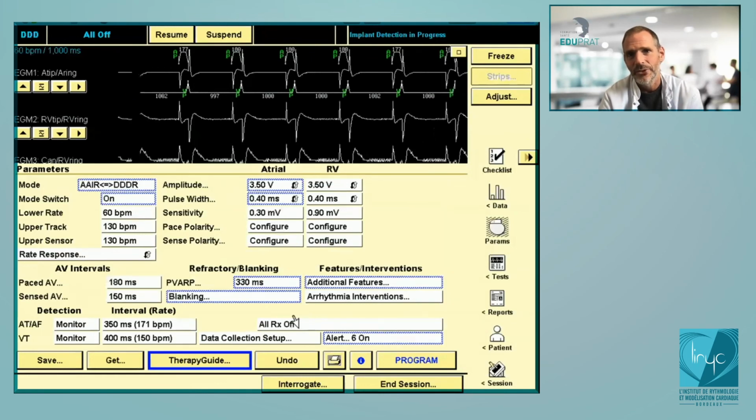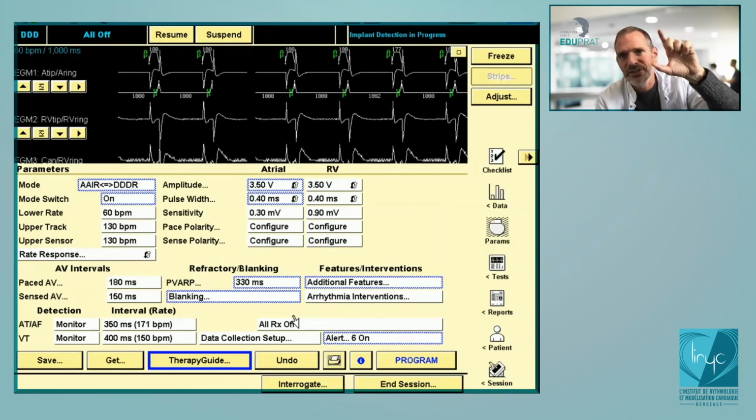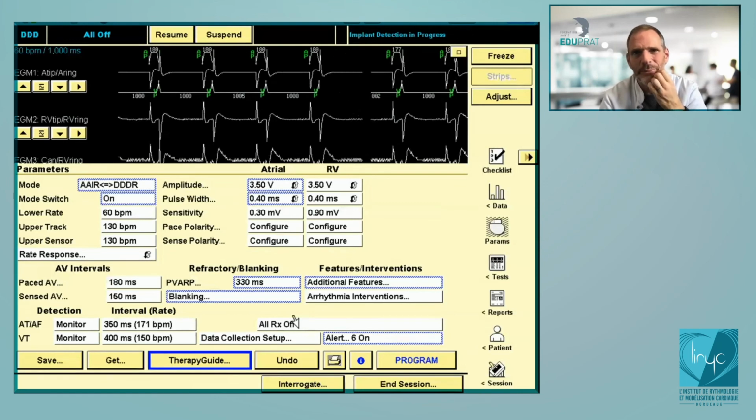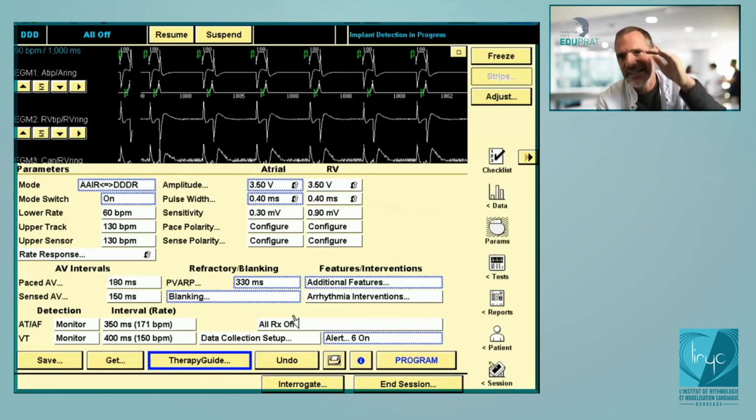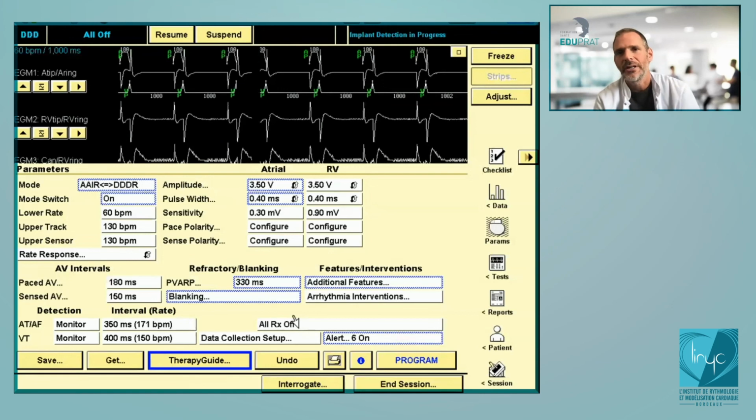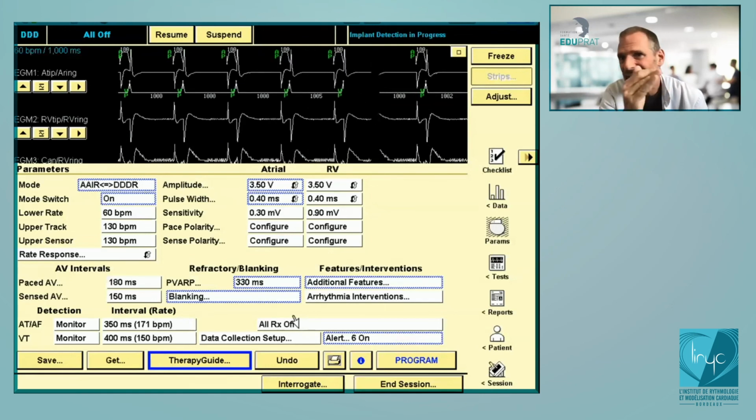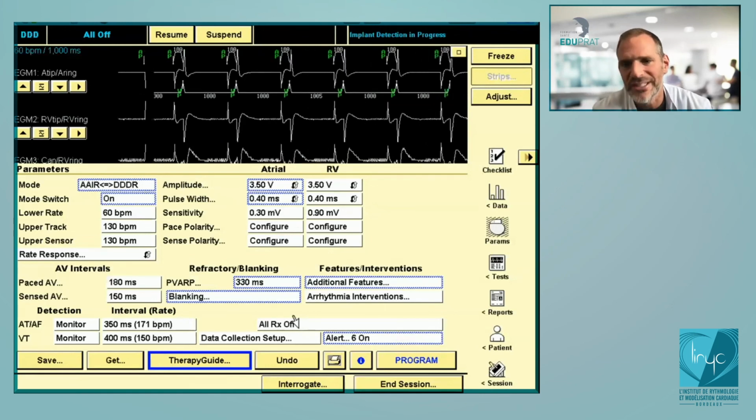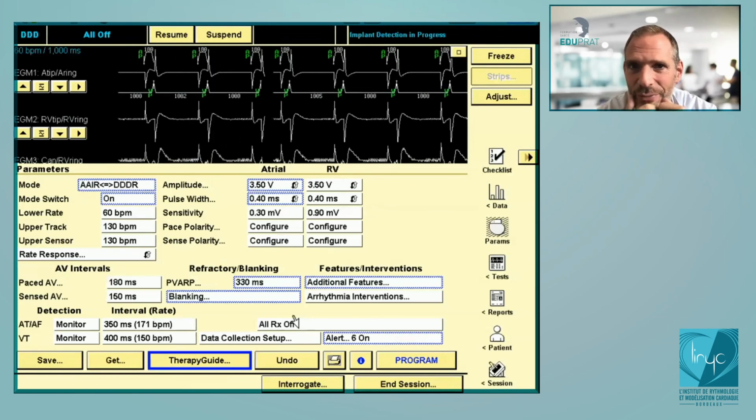You see, you start first not being too sensitive, not to sense the T wave, for example, to avoid T wave oversensing, and then you become more and more sensitive to be capable of detecting slow signals like in ventricular fibrillation, for example.